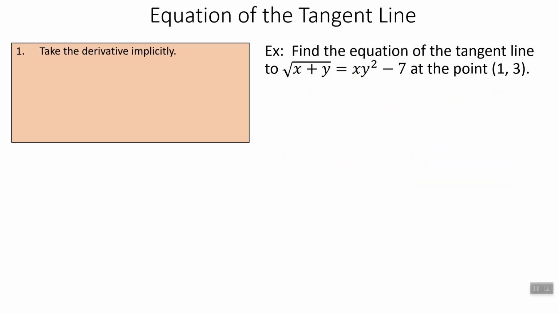All right, another example. So again, we're going to follow the steps. We're going to take our derivative implicitly. This time we want just the equation of the tangent line. So remember, again, whenever we see tangent line, that means derivative.